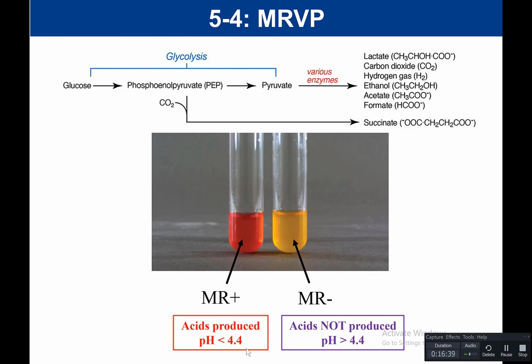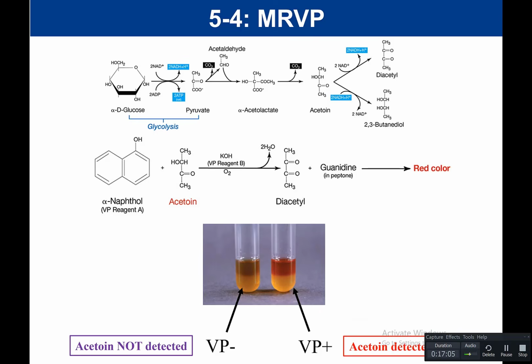And so if it is not pink red, that means that acids were not produced and that the pH was greater than 4.4, meaning the pH did not go down for the methyl red to detect the acids. So that would be MR negative. So you want to know what the positive looks like and why, and what the negative looks like and why.